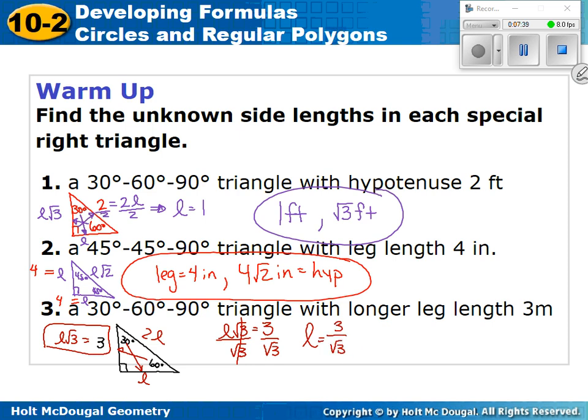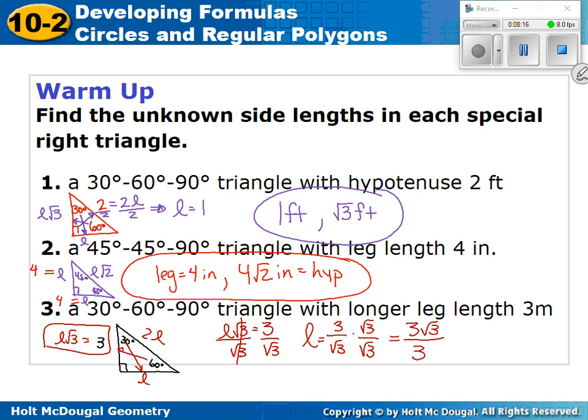Are we allowed to leave a square root in the denominator? Nope. What did we say to do to get rid of that square root? Multiply by the square root of 3 over the square root of 3. The reason we can do that again is because that makes a value of 1, and multiplying by 1 doesn't change your number. So we multiply straight across. What is 3 times the square root of 3? Just 3 square roots of 3. What's the square root of 3 times the square root of 3? It's 3 because it's the square root of 9, which is just 3.